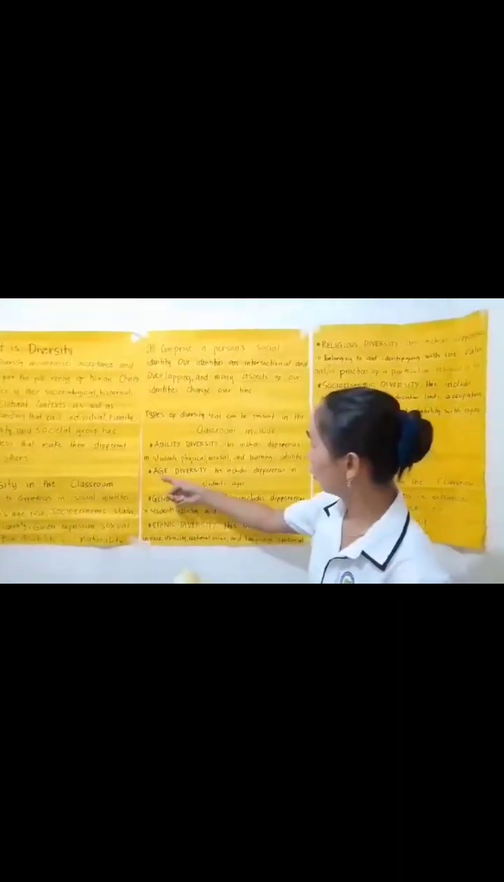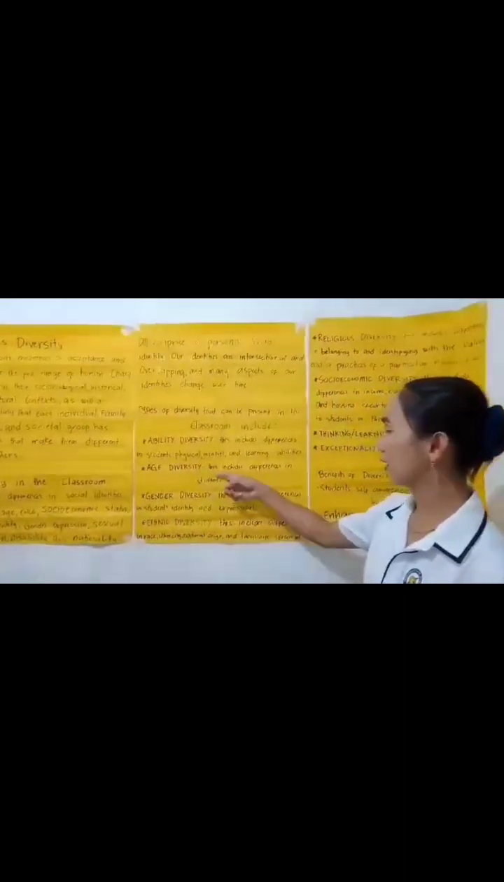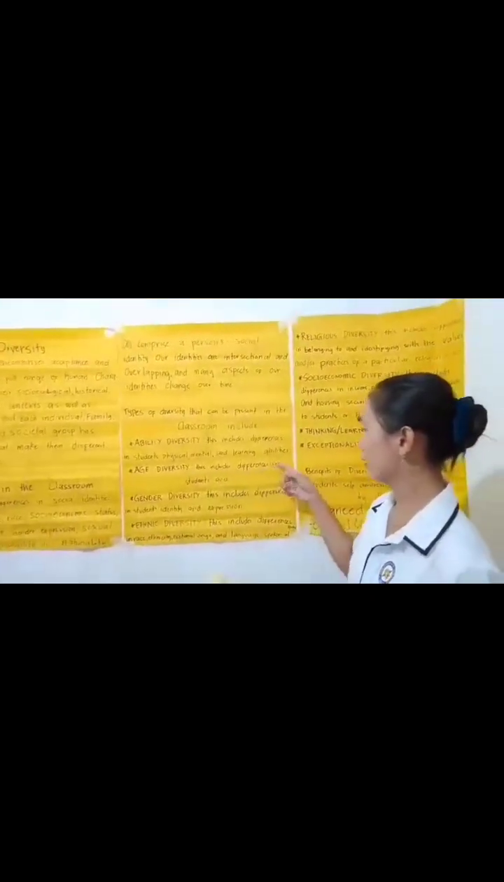2. Age diversity. This includes differences in students' age. Age diversity in the classroom refers to the presence of students from a wide range of age groups, from young students to older adults. It is the opposite of a classroom where students are segregated by age into grade levels.